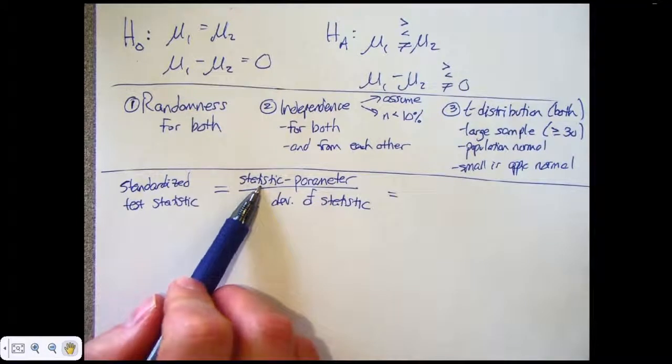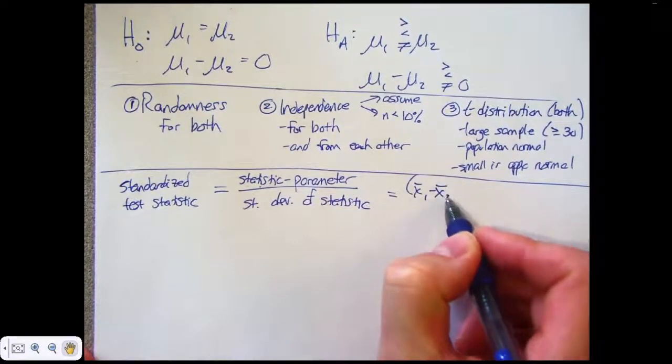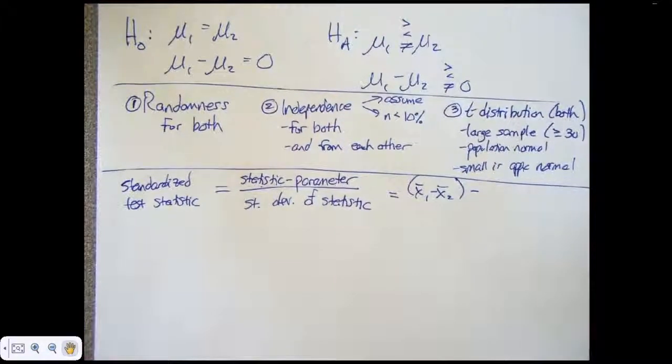How do I represent sample mean? X bar. So the statistic is the subtraction of the sample means. X bar 1 minus X bar 2. So how far apart are our sample means? In this case, when I get to this next problem, it'd be like 82 minus 85.